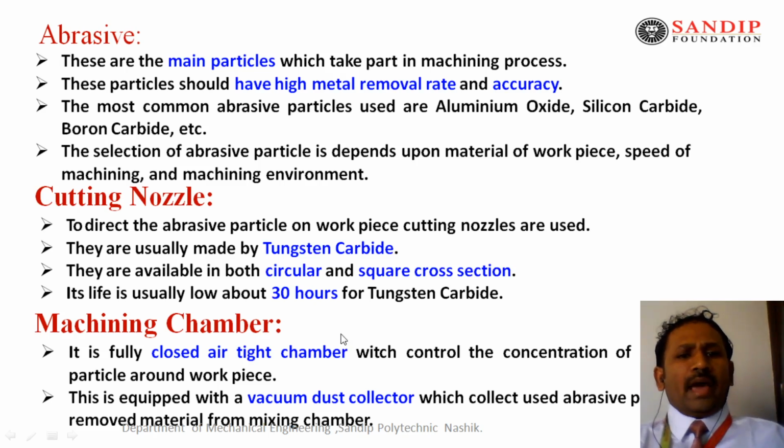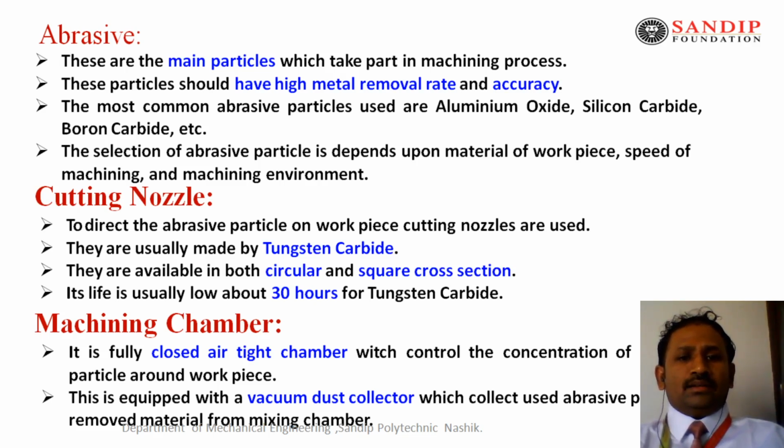Now, what are the abrasive materials? At the exam, just mention the material. Don't write all these points. First, these are the main particles which take part in machining processes, because this is the ingredient of this process. These particles should have a high metal removal rate and accuracy. So that material removal rate should be high. It is simply called MRR, material removal rate. And it also maintains the accuracy.